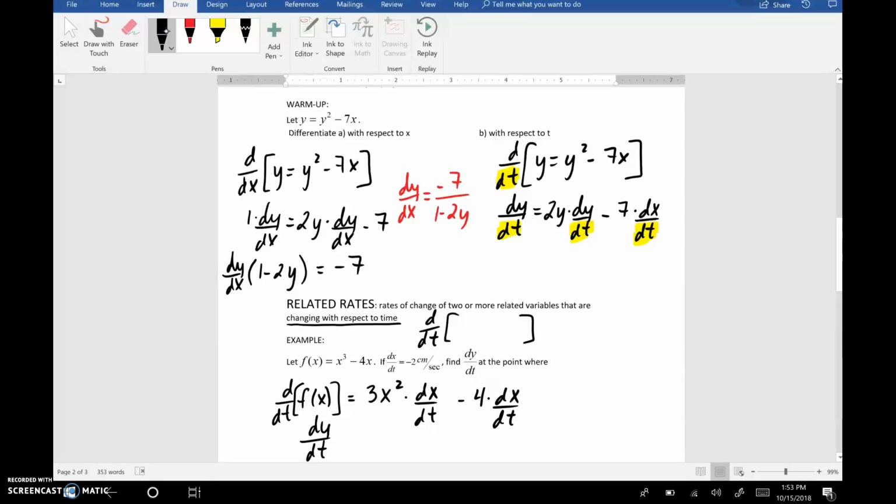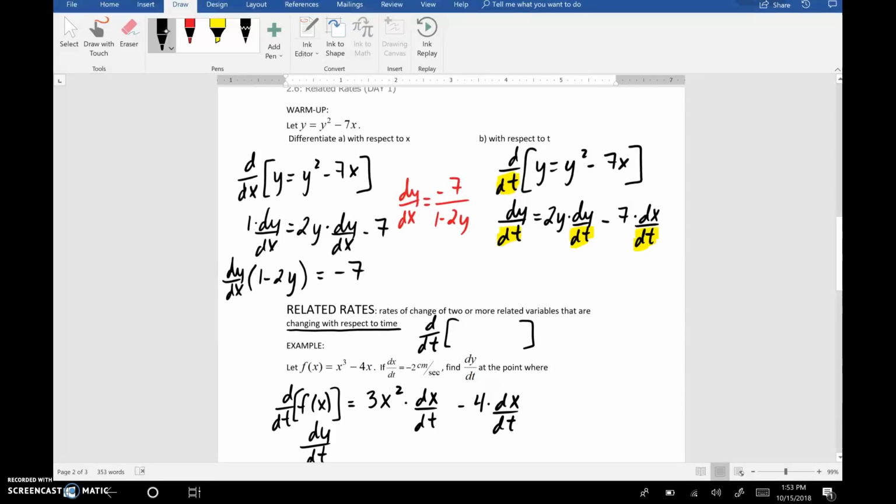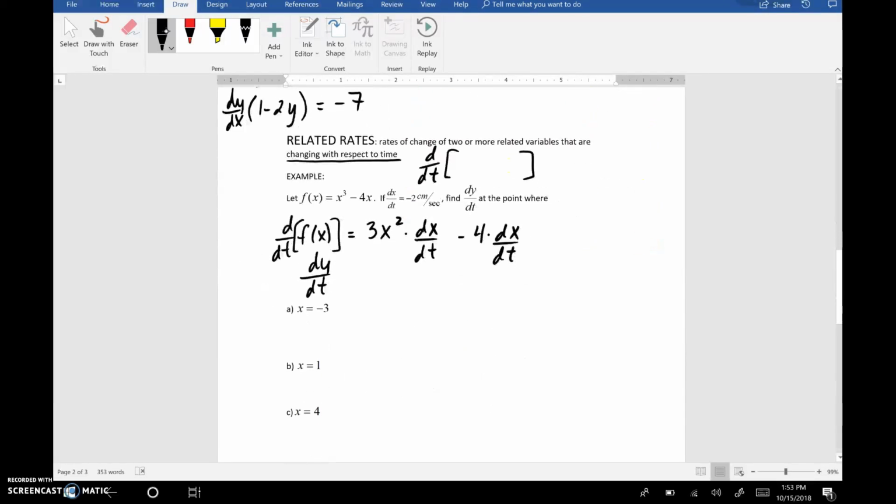Now, let me go back up here real quickly. On the first problem, we could get dy dx alone. We could isolate that. That represents our derivative of y with respect to x. In part B, though, each of our terms have a derivative with respect to t. So notice I didn't solve for one over the other. That really depends on the problem and what you're trying to find. So for these examples down here, I want dy dt, and I'm given specific conditions.